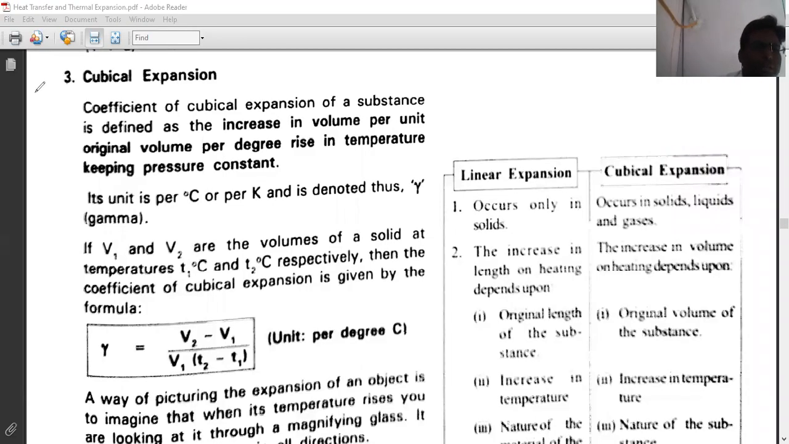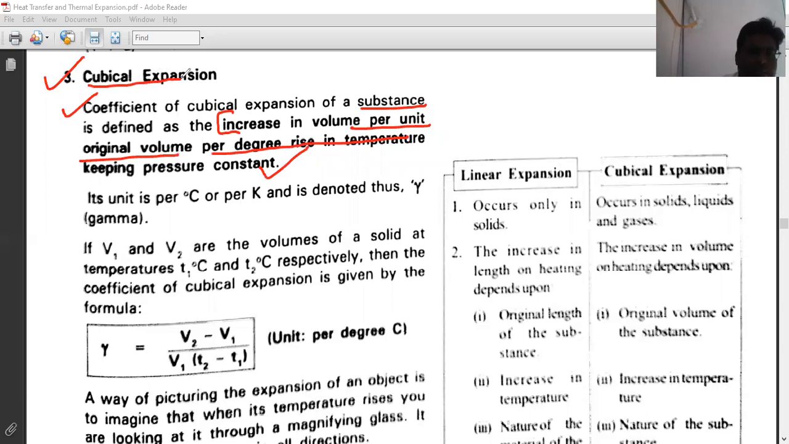So, let us start cubical expansion. The coefficient of cubical expansion of a substance is defined as the increase in volume per unit original volume per degree rise in the temperature, keeping pressure constant. That is called cubical expansion. So basically it is the increase in the volume per unit original volume per degree rise in temperature. That is called cubical expansion.